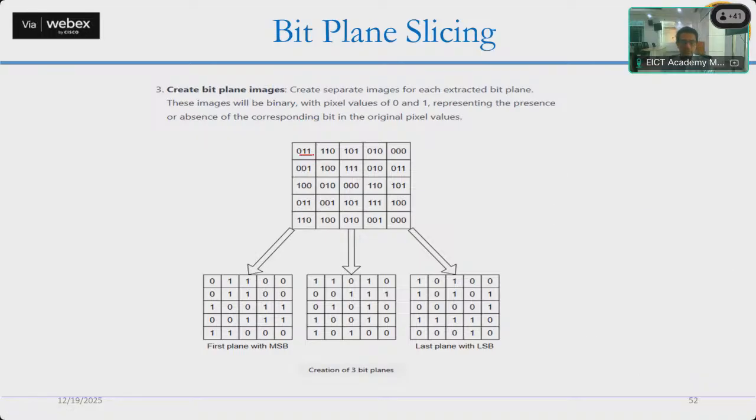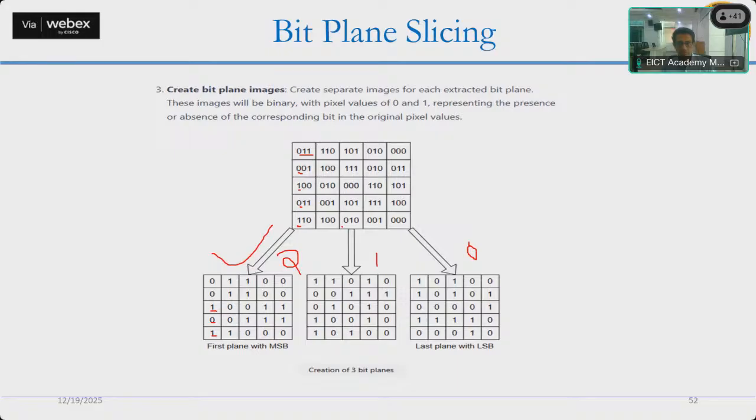We created a binary value here. Remember this 0, this 0, this 1, this 0, and this 1. That's how we calculated it, right? In this way, this is the 0th bit plane, the first bit plane, and this is the second bit plane. Are you able to get it?